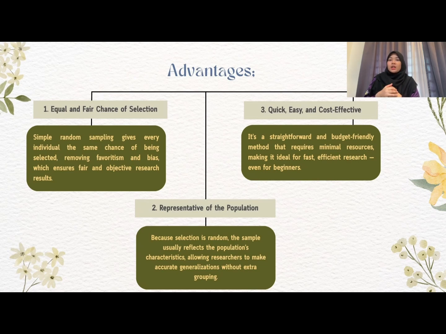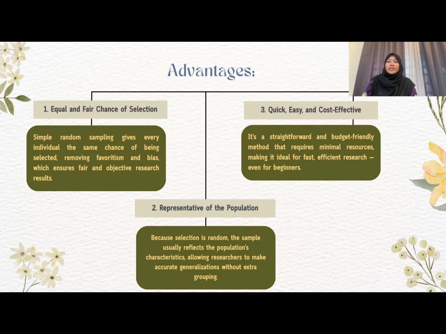This fairness is crucial in research because it ensures the results reflect the true nature of the population rather than being shaped by someone's preference or assumption. So simple random sampling builds a strong foundation for objective and trustworthy results.